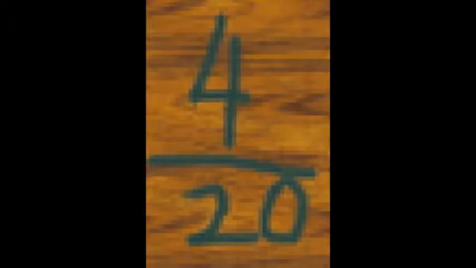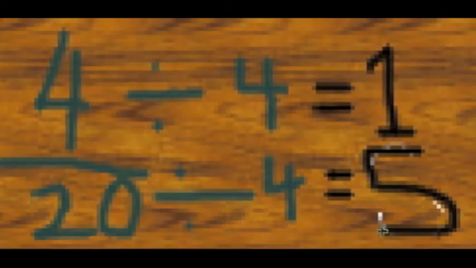Let's do another one for practice. Take 4 over 20. What is the GCF? It's 4. 4 divided by 4 is 1, so 1 is the numerator. 20 divided by 4 is 5, meaning 5 is the denominator. So now we have 1 over 5.